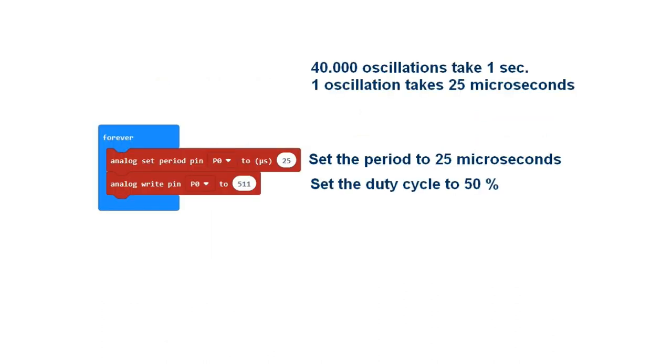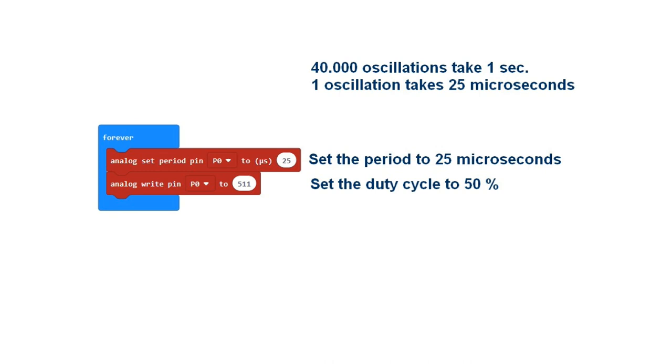When 40,000 oscillations take 1 second, we can calculate that each oscillation, each period, takes 25 microseconds. If we write that number as shown here in the program, the microbead will transmit with the right frequency. The highest value you can write to P0 is 1023. And when we write the value 511 to P0, we will get a duty cycle of 50%.